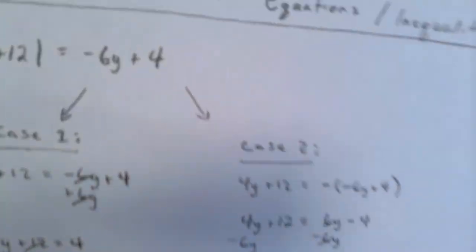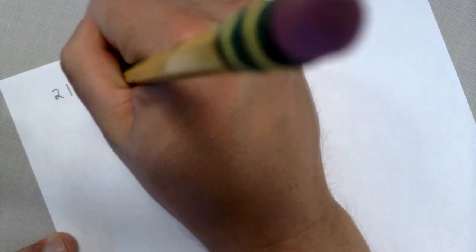Okay, so let's try another problem. Okay, so we have 2 times the absolute value of 7 minus 3y, minus 6, is equal to negative 14.